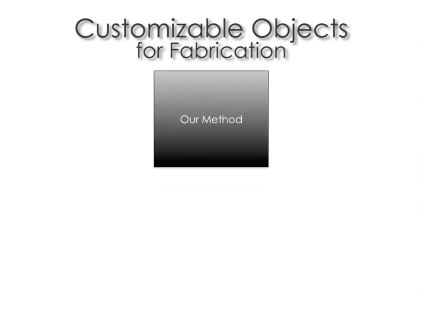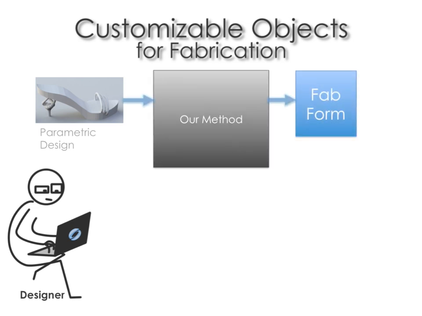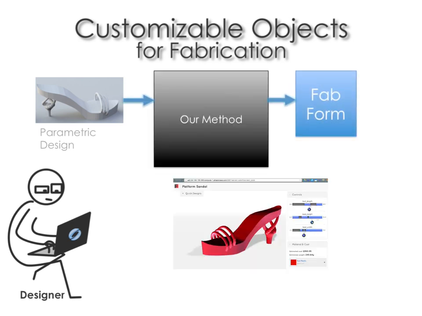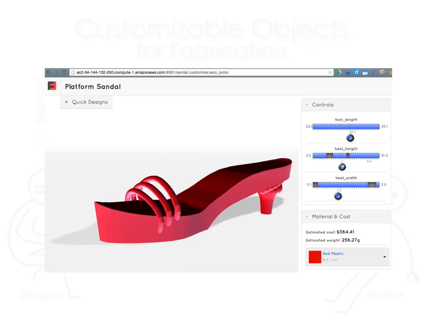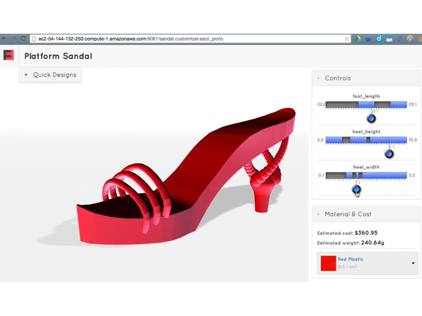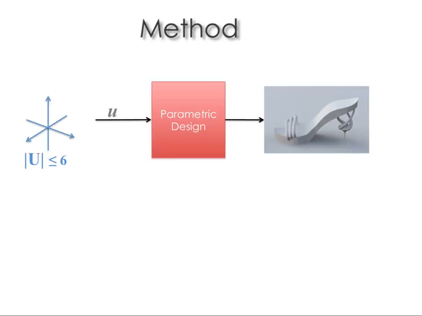We focus on converting general parametric designs authored by professionals, such as CAD models or procedurally generated geometry, into Fab Forms automatically. An interactive UI supported by our data structures allows a novice user to explore only the valid regions of the design space, providing timely preview. The input to our method is a constrained parametric design with a small number of exposed parameters.